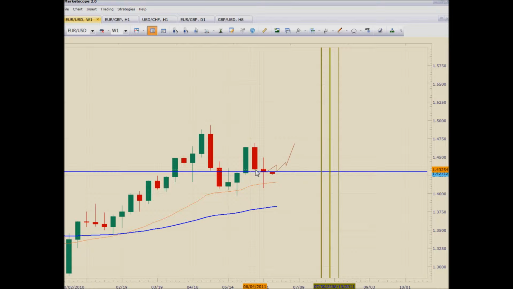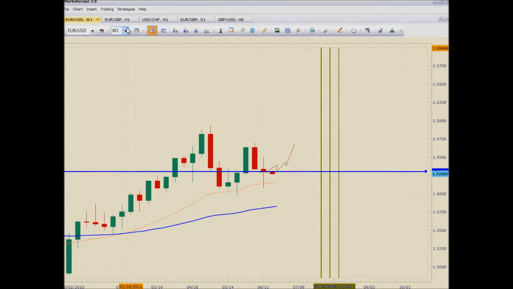Now for last week, it closed right here on this candle, previous week. But this one that happened last week is this right here. So that's why I have my blue line at the bottom where it closed. It opened here and it closed right here.